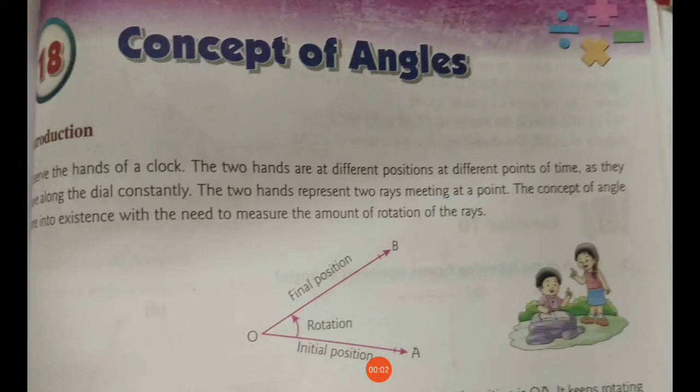Hello students, today we will start your chapter number 18, which is concept of angles. How many types of angle, what is ray, what is angle, what is vertex, what are arms. We discuss each and everything about angle in this chapter. So let's start.